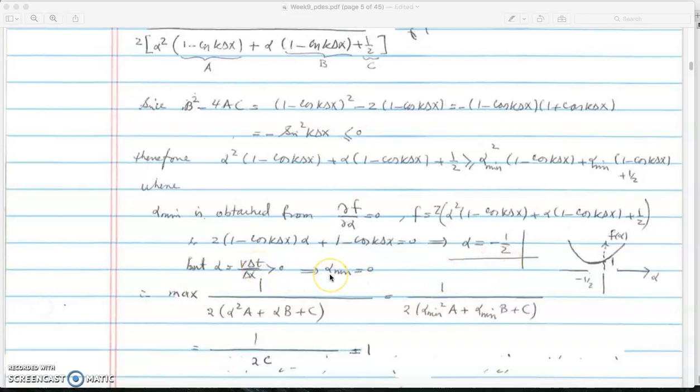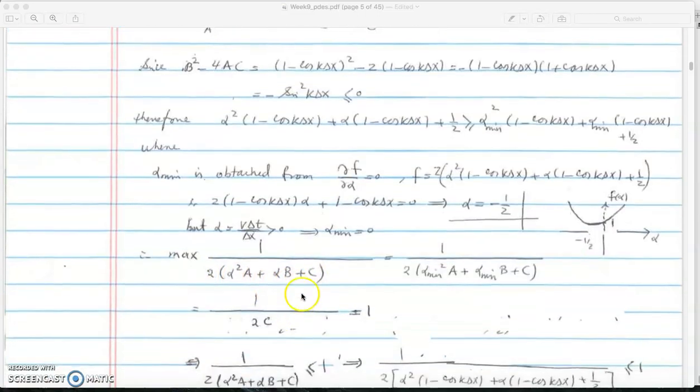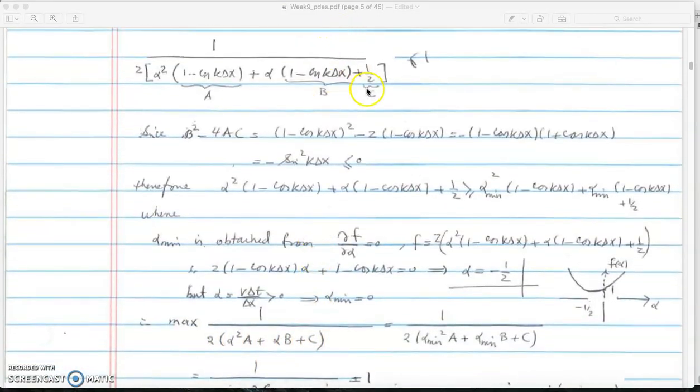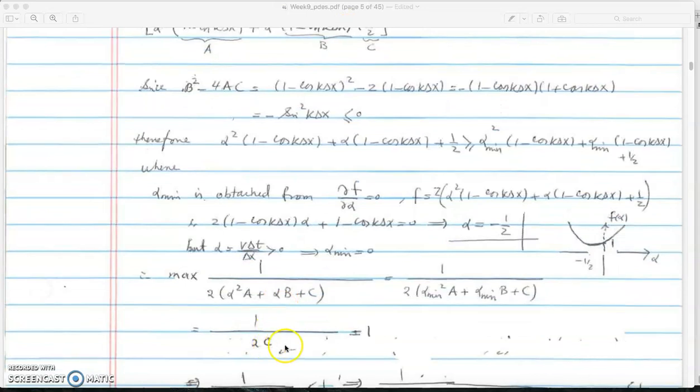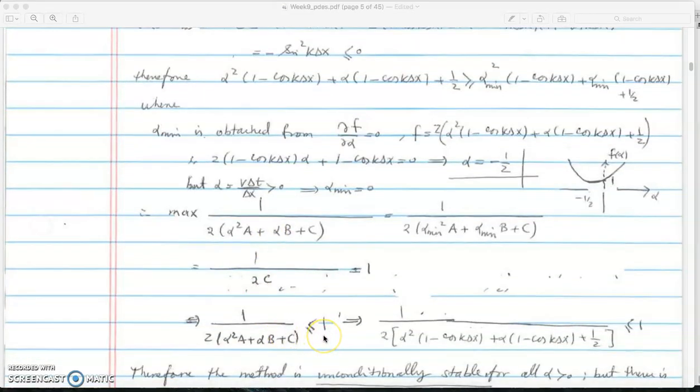So at alpha equals 0, what we get for this f function is basically 2 times c, because alpha is 0. What was c? So c was 1/2. So 2 times 1/2 is just 1. 1 divided by 1 is 1. So what we proved is that downstairs is always bigger than 1, which means this thing is always less than 1. So we proved that the magnitude of c is always less than 1.